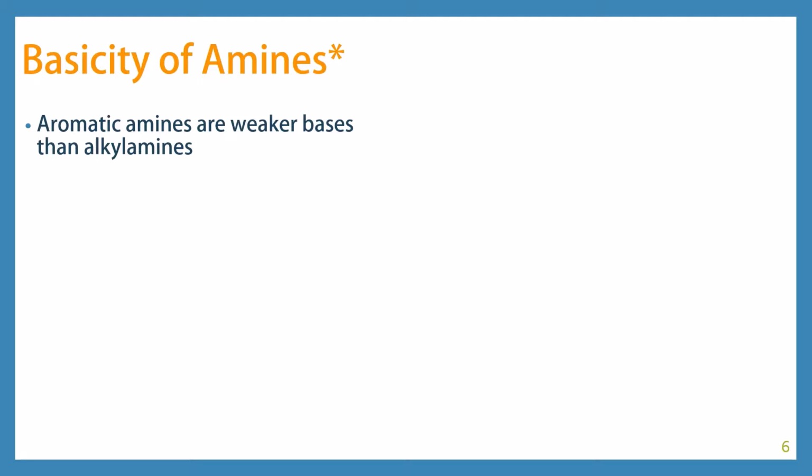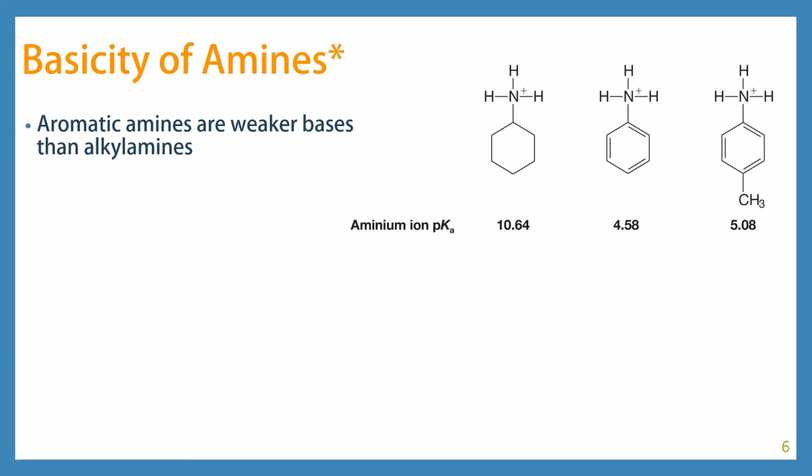Aromatic amines are weaker bases than alkylamines. So for example, you have a cyclohexyl ammonium here, and its pKa is about 10.64, but then you look at the conjugate acid of aniline, and it's 4.58 for the anilinium ion. So the better acid is going to have the weaker conjugate base. So aromatic amines are weaker.